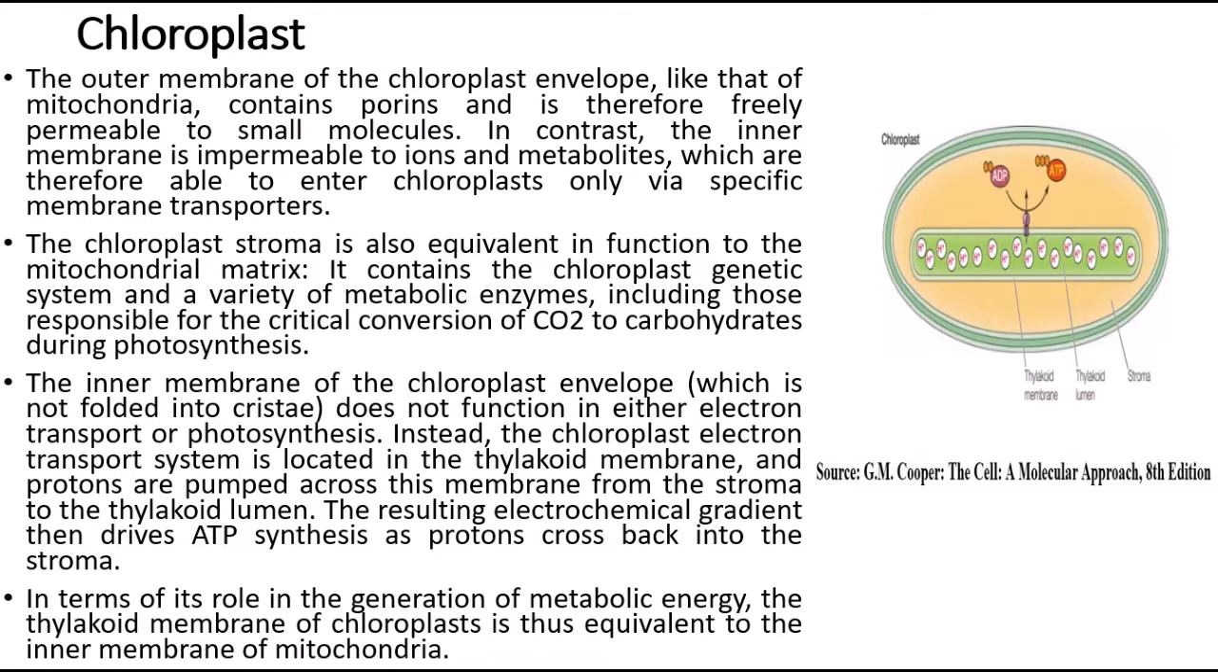The chloroplast electron transport system is located in the thylakoid membrane, and protons are pumped across this membrane from the stroma to the thylakoid lumen. The resulting electrochemical gradient then drives ATP synthesis as protons cross back into the stroma. In terms of its role in generation of metabolic energy, the thylakoid membrane of the chloroplast is thus equivalent to the inner membrane of mitochondria.